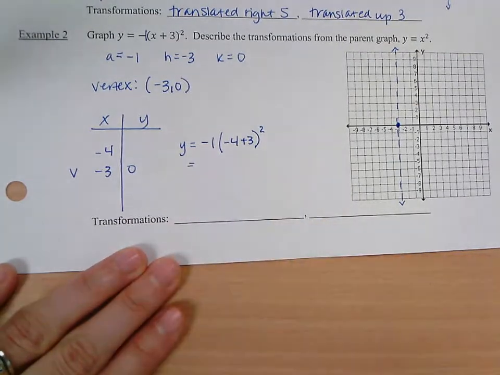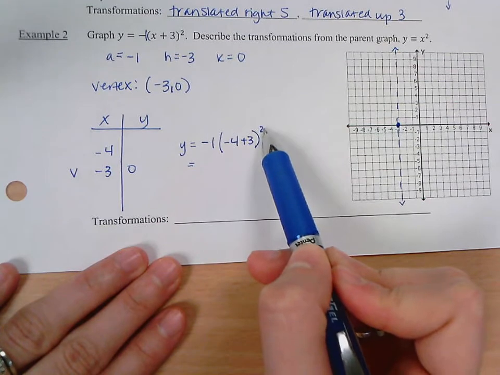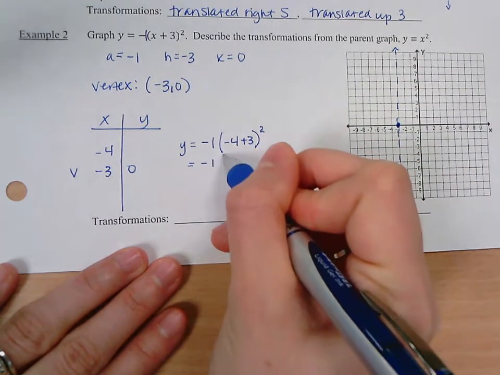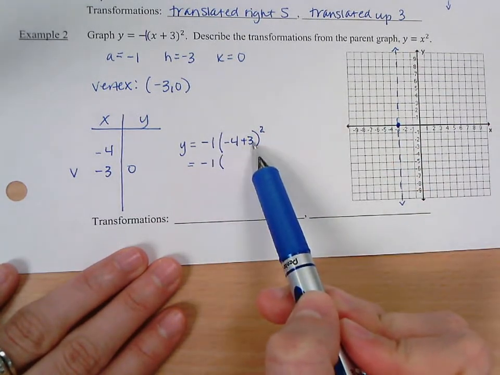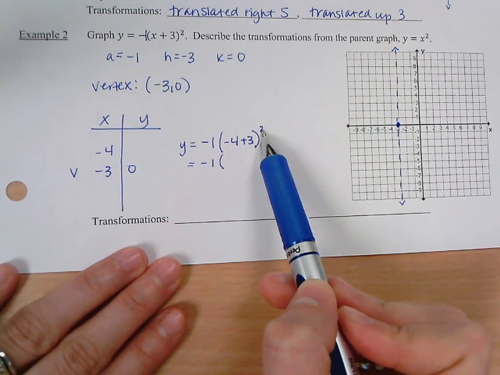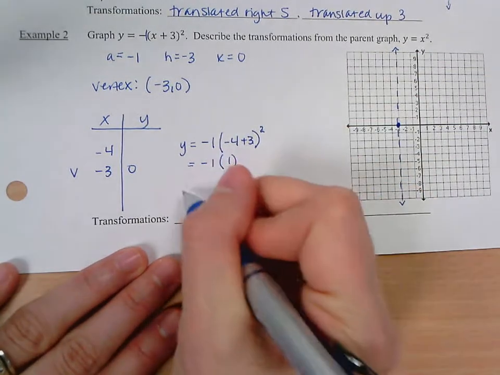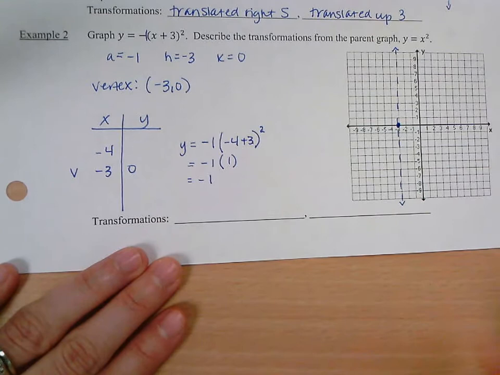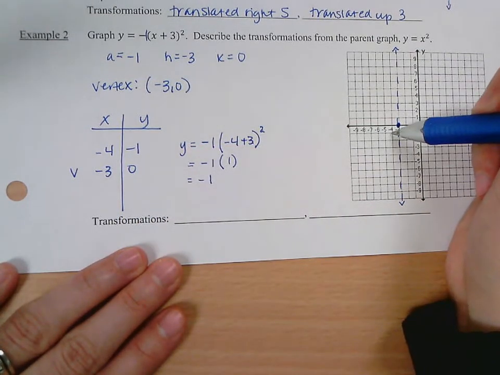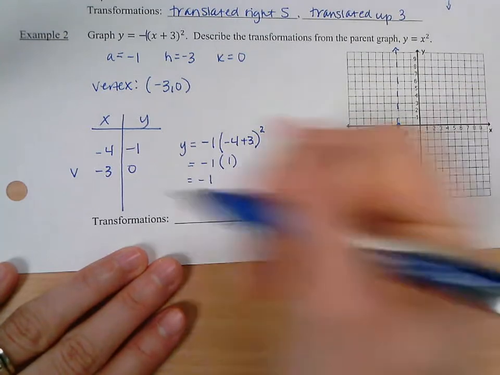So again, be careful with your order of operations. So I have to do the parentheses first with the exponent. So I have negative 1 times negative 4 plus 3 is negative 1, and negative 1 squared is positive 1. So I end up getting negative 1 times 1, which is negative 1. So I have negative 4, negative 1. That reflects over to what other point? Negative 2, negative 1.